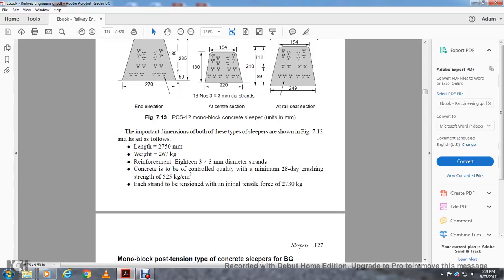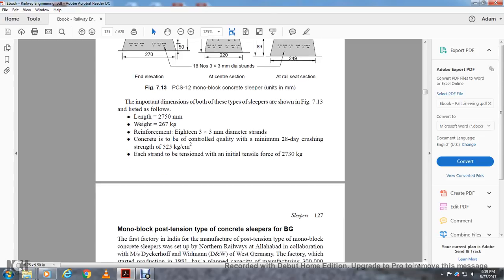It is important to mention that both types of sleepers are shown in Figure 7.13 and listed in the table. The length is 2750 millimeters, weight 267 kilograms, reinforcement 3 by 3 millimeter diameter strand. The concrete quality is controlled, with a minimum 28-day crushing strength of 525 kilograms per centimeter squared. Each strand is to be tensioned with an initial tensile force of 2,730 kilograms.